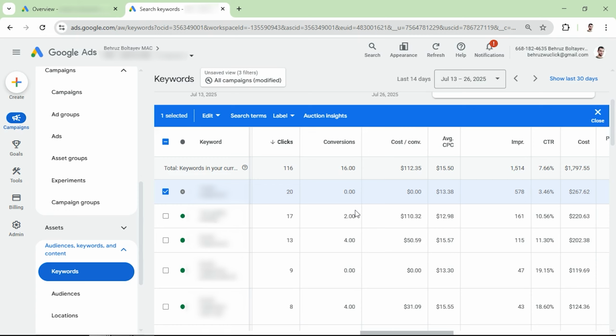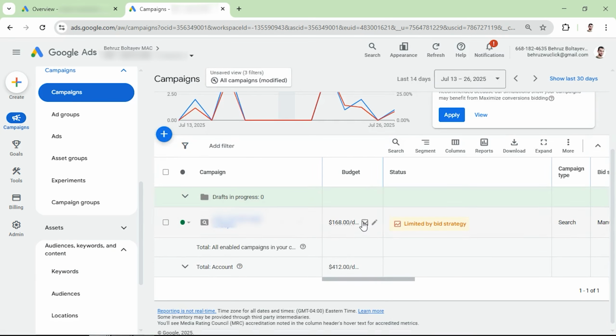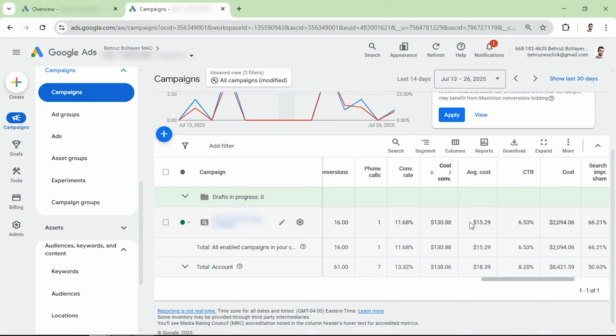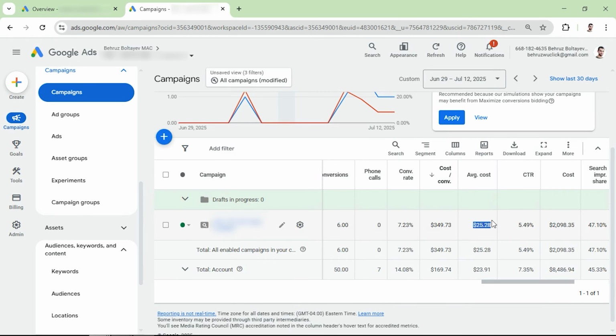I can show you the historical performances. So we're going to go to the campaign section and scroll to the right, and you can see the average cost for now is $15. But if we look at the previous 14 days, it was $25. And if we look even further back, it was $33.